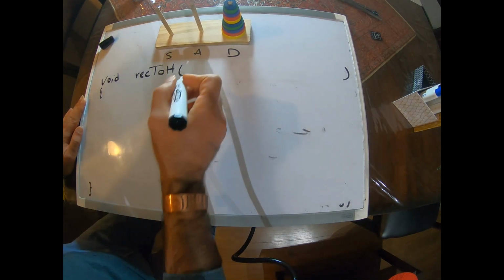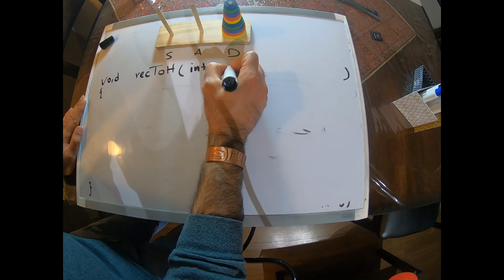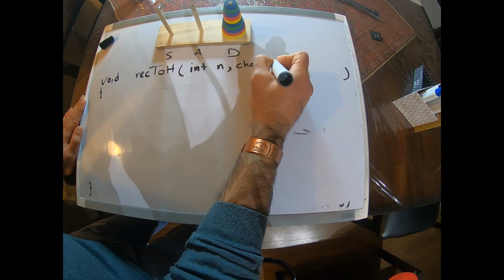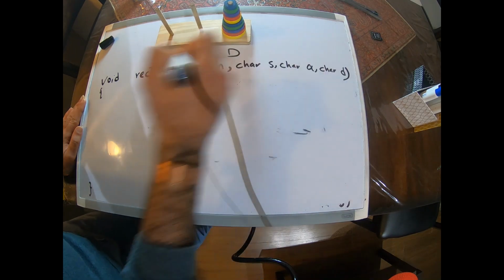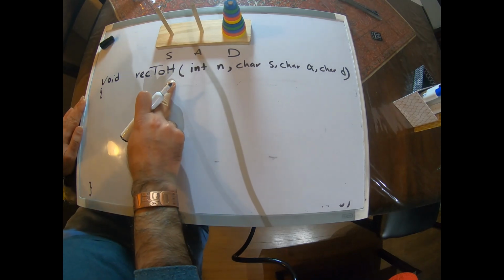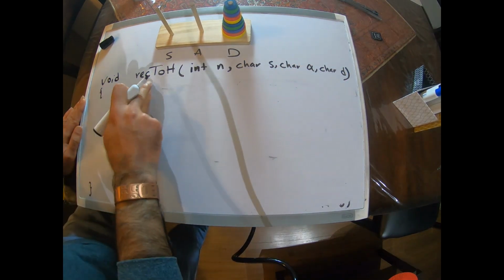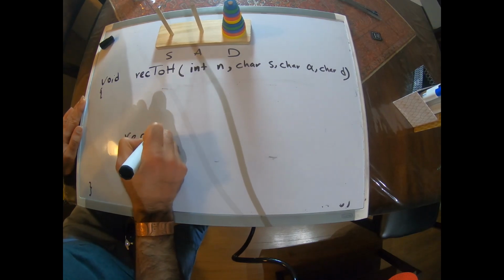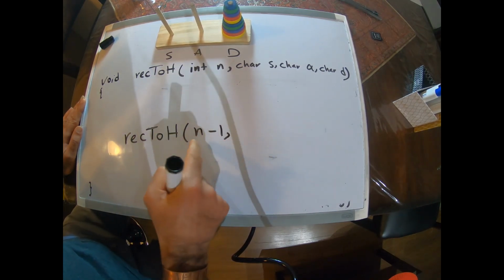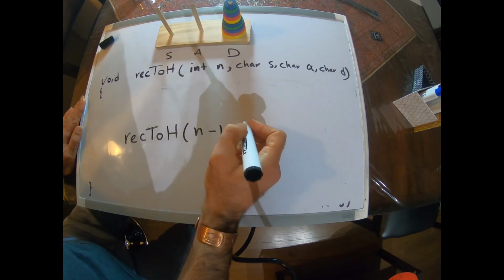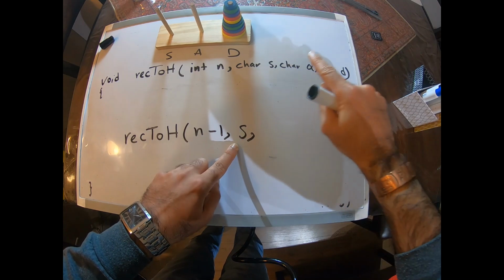Okay, so integer n, let's say character source, character auxiliary, and character destination. If I want to move n disks from source to destination, I just need to call the same function with n minus 1 disks, from the same source, but this time I want to move n minus 1 disks from source to auxiliary.